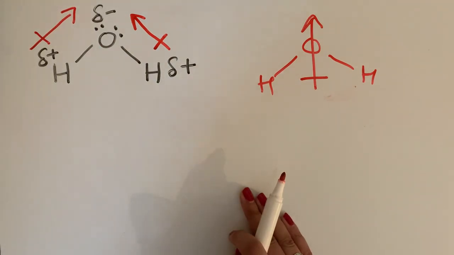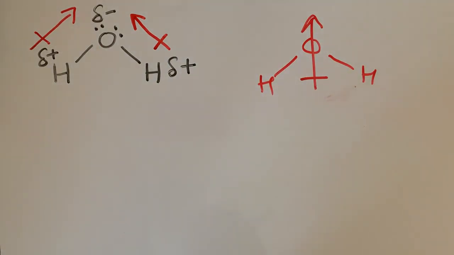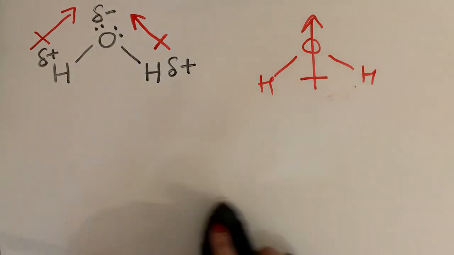So there is a dipole going across the entire molecule now, because both of those dipoles add up, and we say that overall water is a polar molecule. So it has polar bonds, and overall it is also a polar molecule, and that's why water can act as a very good solvent for polar compounds.